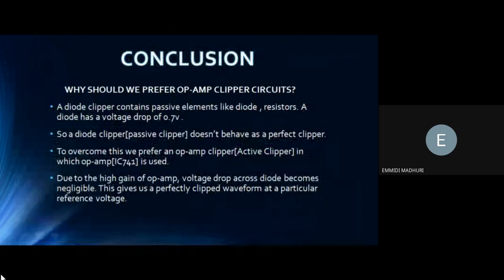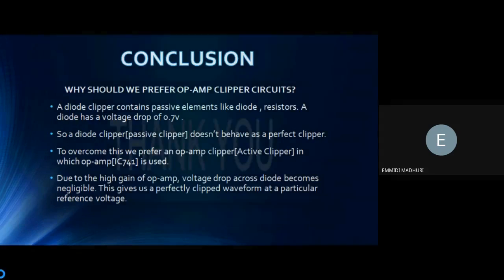Conclusion. Why should we prefer operational amplifier clipper circuits? A diode clipper contains passive elements like diodes and resistors. A diode has a voltage drop of 0.7 volts. So a diode clipper, a passive clipper, does not behave as a perfect clipper. To overcome this, we prefer an op-amp clipper, an active clipper in which op-amp IC741 is used. Due to the high gain of the operational amplifier, the voltage drop across the diode becomes negligible. That is why we prefer operational amplifier clipper circuits. Thank you.